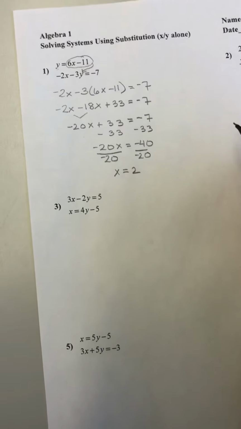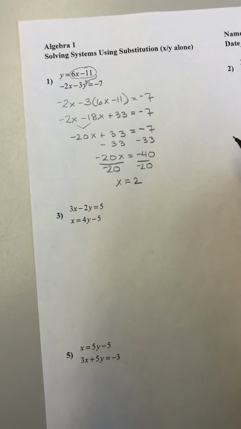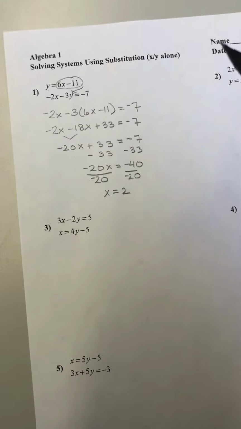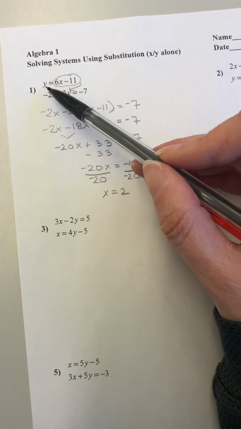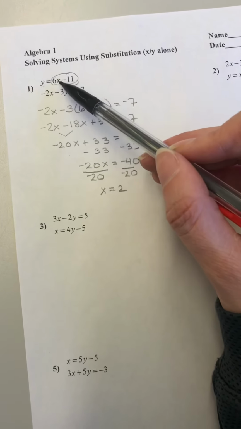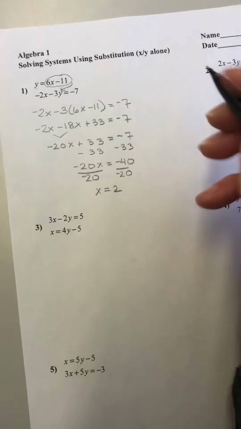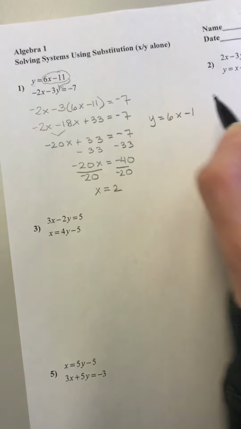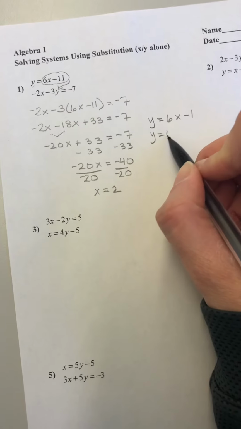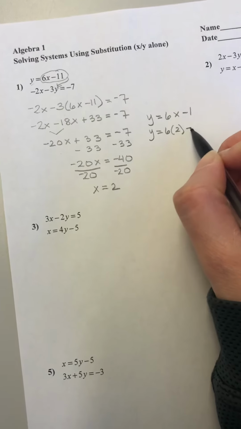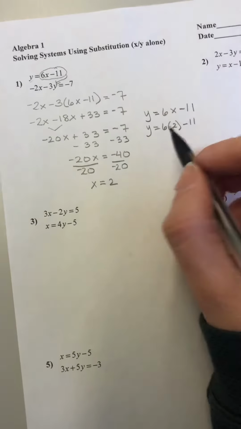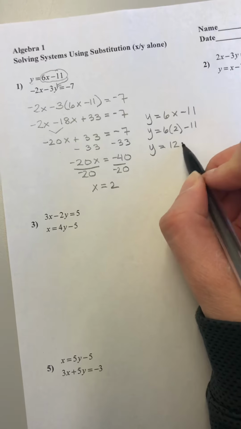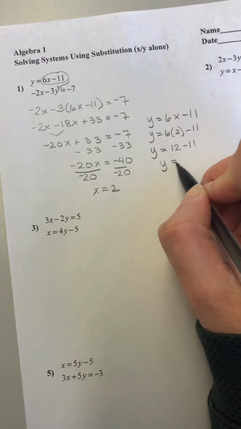But I'm not done yet. I know that x is 2, but I also need to know what y equals. Well, go back to what you circled. It says right here that the y coordinate is 6 times the x coordinate minus 11. So I'm going to write that, y equals 6 times the x coordinate minus 11, and then I'm going to actually plug in what x equals. I know it's 2. So y equals 12 minus 11, so y equals 1.